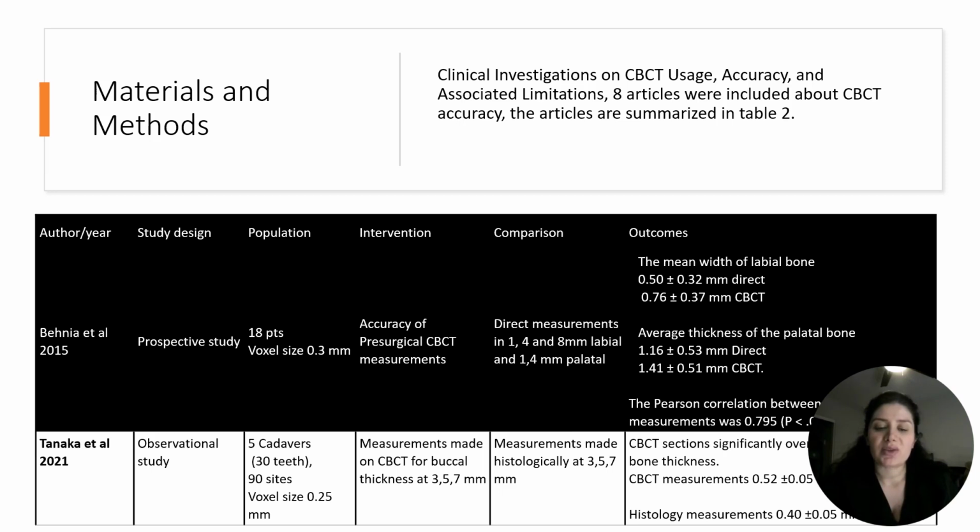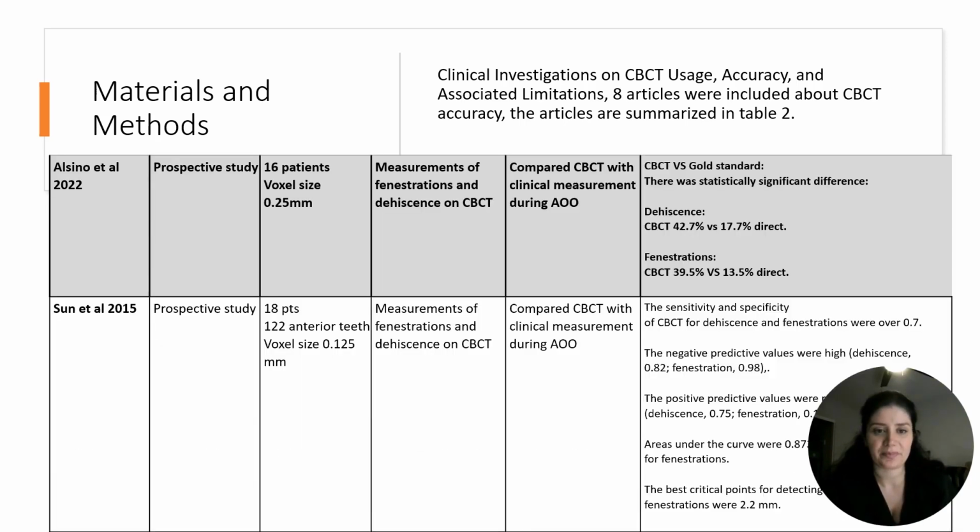Teneka et al. in 2021 had an observational study done on 5 cadavers, and his voxel size was 0.25. His measurements were made on CBCT for buccal thickness at 3, 5, and 7 mm, and he compared those with the measurements made histologically at 3, 5, and 7 mm. And he found that the CBCT significantly overestimated the buccal thickness, and here we will find the difference between the CBCT and the histological measurements.